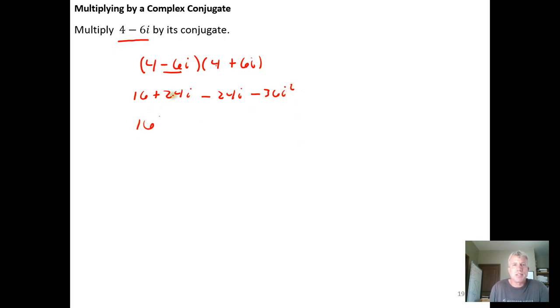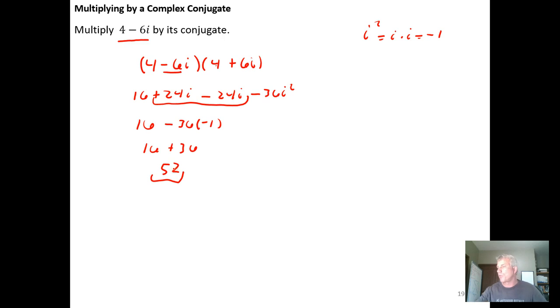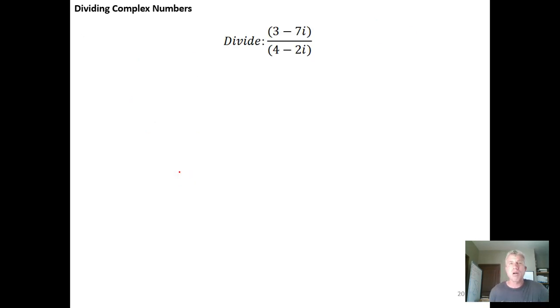So I get 16, and notice that the middle piece cancels. 24i minus 24i is 0i. Those two pieces cancel, and I'm left with just what's here. So minus 36 times i squared, but remember i squared, or i times i, is just equal to negative 1. So we can replace i squared with negative 1, and we wind up getting 16 plus 36, which is what, 52? So notice there's no i in the thing that's left. It's just a real number. So this is going to be a tool that we use when we do complex number division.